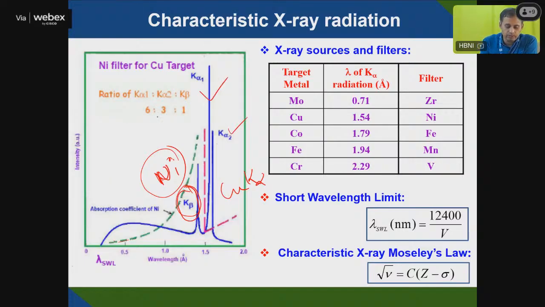The ratio is generally 6:3:1, K alpha 1 to K alpha 2 to K beta. Once you separate the K beta, you will get a sharp peak. But still, in X-ray you may get a sharp peak, and sometimes you may see a splitting on the top. That's because of K alpha 1 and K alpha 2. There is a slight energy mismatch that may cause splitting at the top. This K alpha 2 can be removed if you use a synchrotron X-ray source instead of a conventional X-ray source.